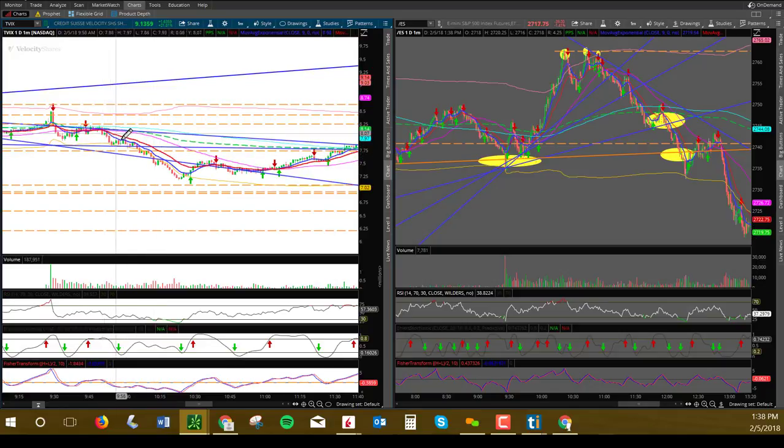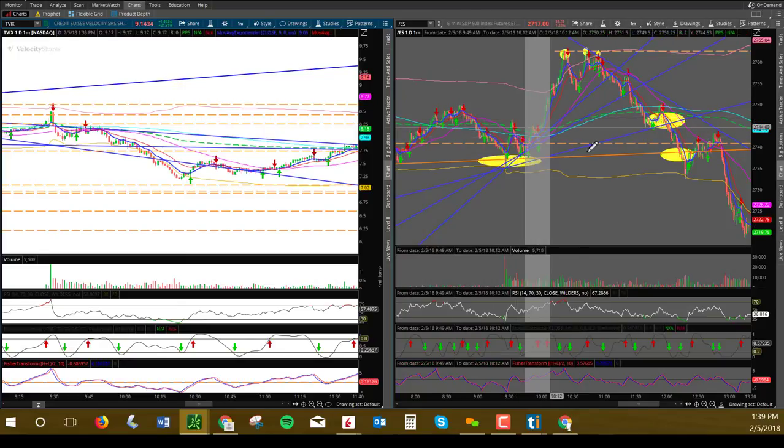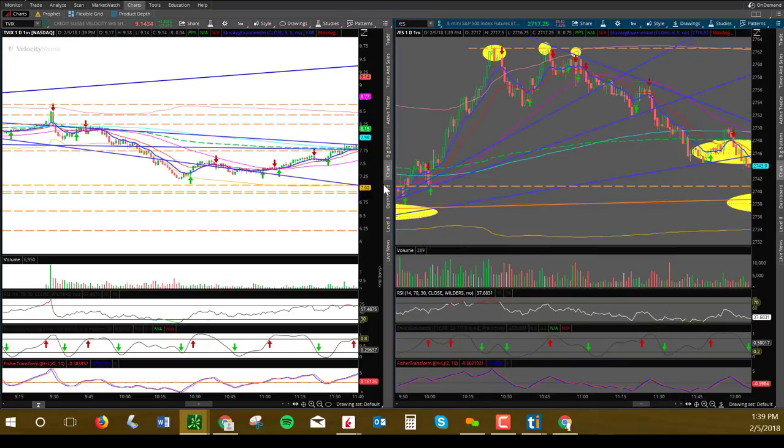You can see right here, TVIX was a really awesome short. You could have ridden the 9 all the way down to this point, which is about 10:30, where things started to change. And that is right here. At 9:30, they really pumped the S&P 500, and the S&P 500 pretty much rode the 9 like my momentum strategy. And then it encountered some weakness.